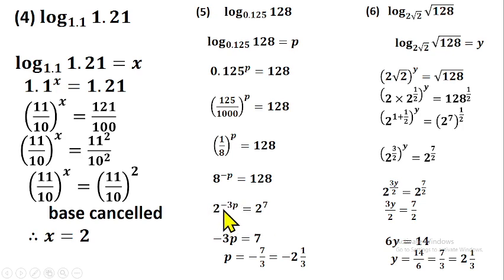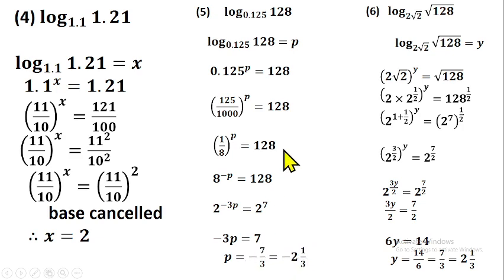Then the base can take care of the base in this case. Then you have minus 3p to be equal to 7. Then you can divide both sides by minus 3 to give us p to be equal to minus 7 over 3. And that should give us a minus 2 1 over 3.